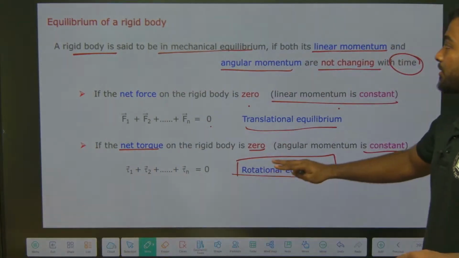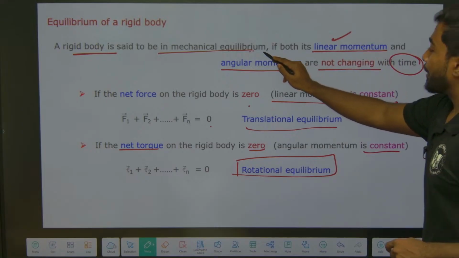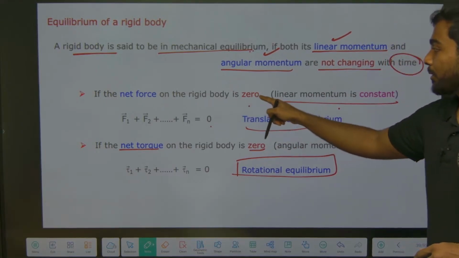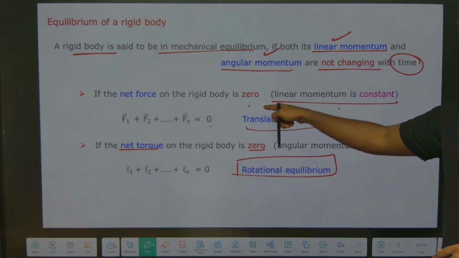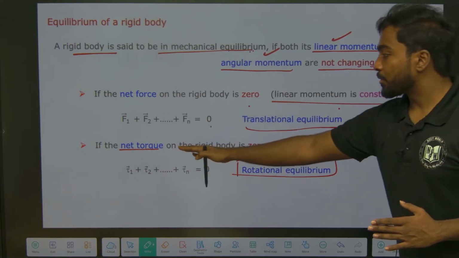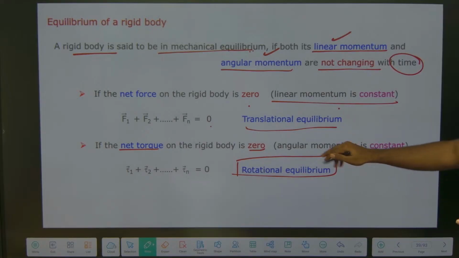Two things: mechanical equilibrium means both linear momentum and angular momentum are not changing with time. If the net force on a body is 0, then there is linear equilibrium, so linear momentum will be constant. If the net torque is 0, there is rotational equilibrium, that is, angular momentum is constant.